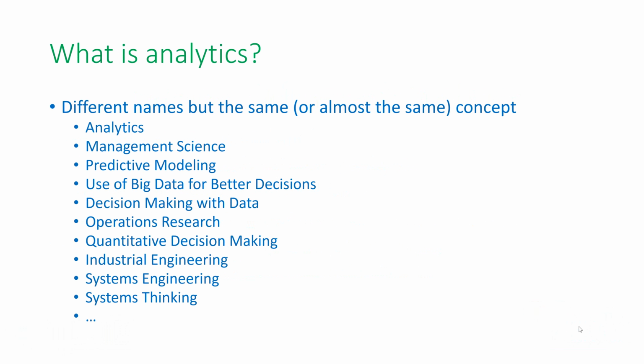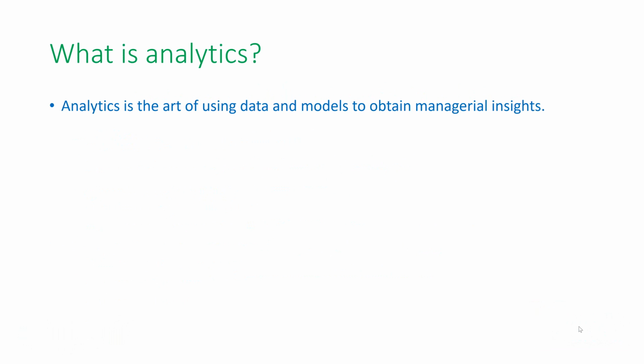So what is analytics? You may have already seen this, but under different names. It has many different names in different contexts and different disciplines, such as management science, predictive modeling, use of big data for better decisions, decision making with data, operations research, quantitative decision making, industrial engineering, systems thinking, and many more. But how can we define it? How should we understand it?